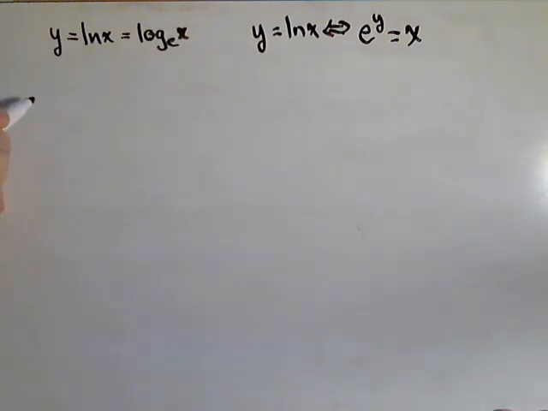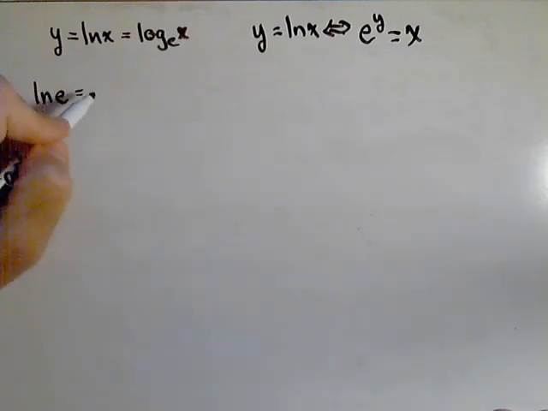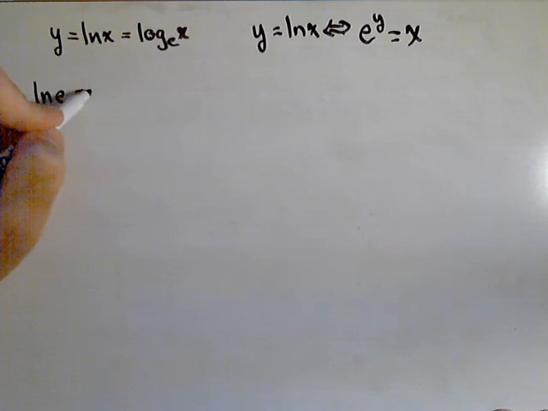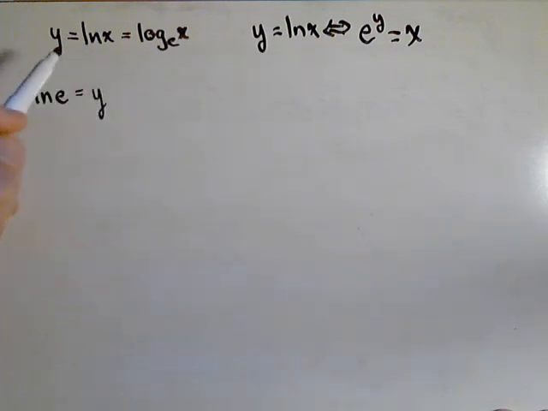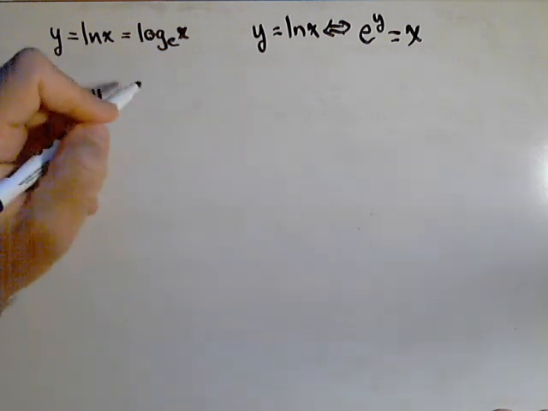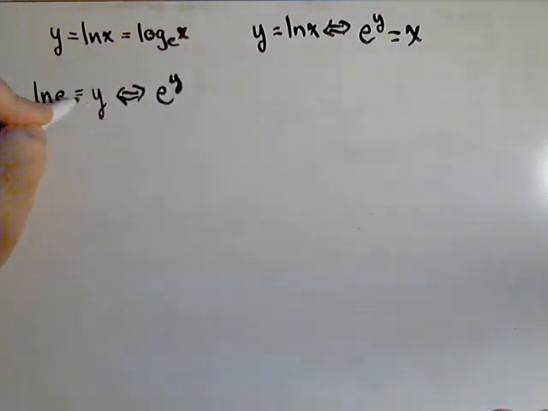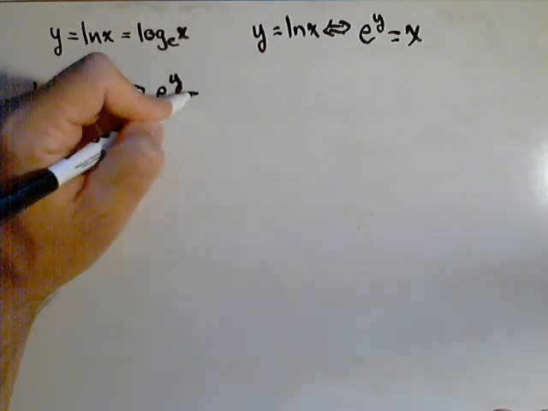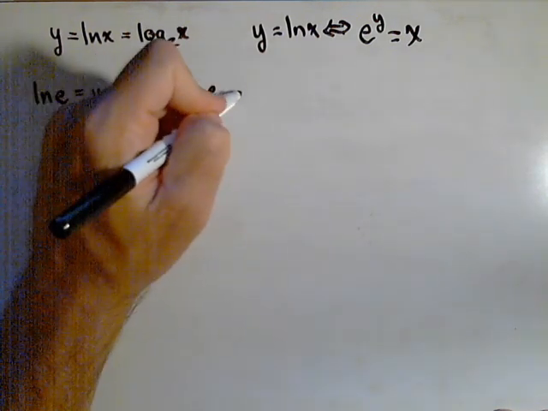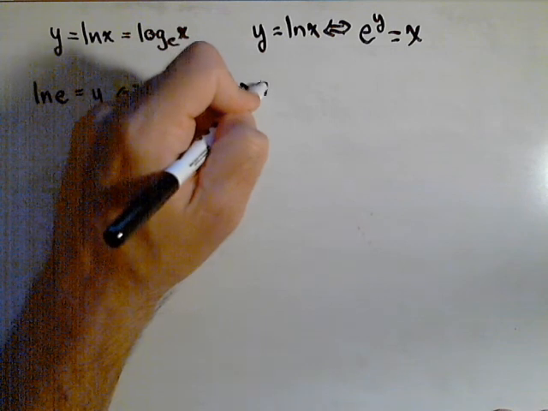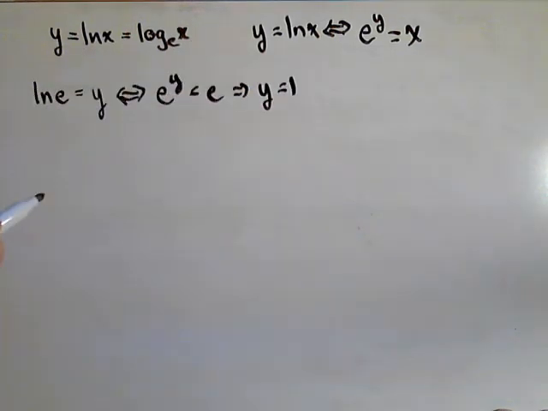So let's do some basic problems. First, let's start off with natural log of e. Well, if we say natural log of e equals y, and we rewrite this as an exponential, the base is e, so what we have is e to the y equals e, which gives us that y equals 1. So one of the most basic properties we have is natural log of e equals 1.